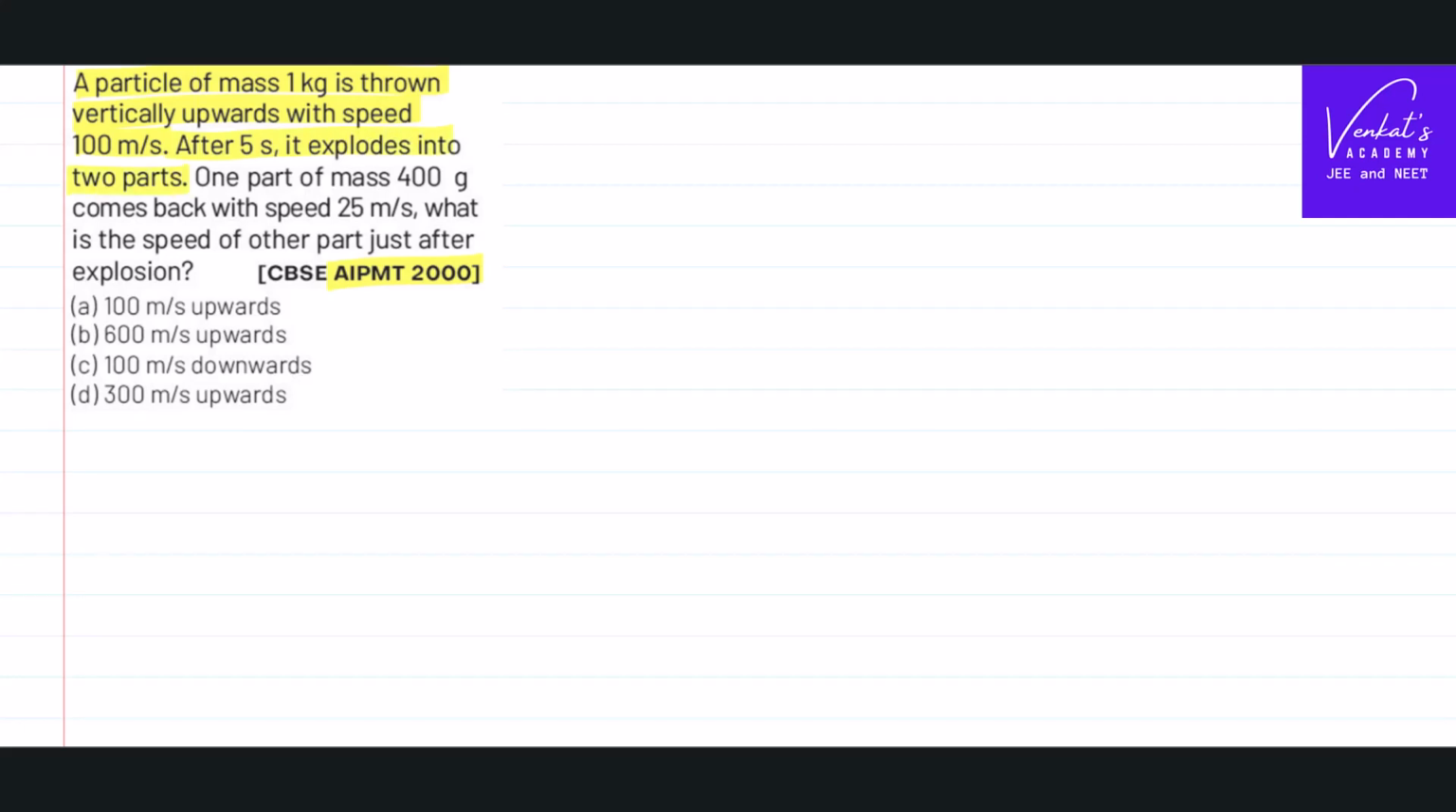Let me pause there for a second and discuss that part. A particle is initially in the state of rest, whose mass is 1 kilogram, thrown vertically up with a speed of 100 meter per second. After 5 seconds, so I assume this is the journey for which it has traveled for 5 seconds, before it exploded into two pieces, let me find the velocity of that 1 kilogram block itself, right?